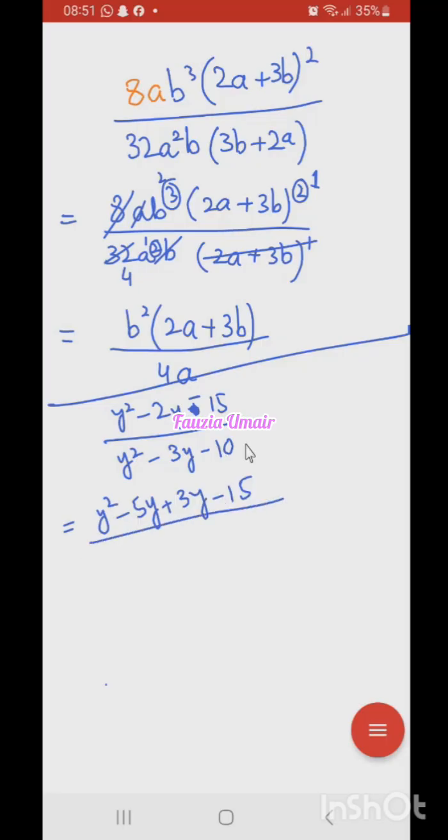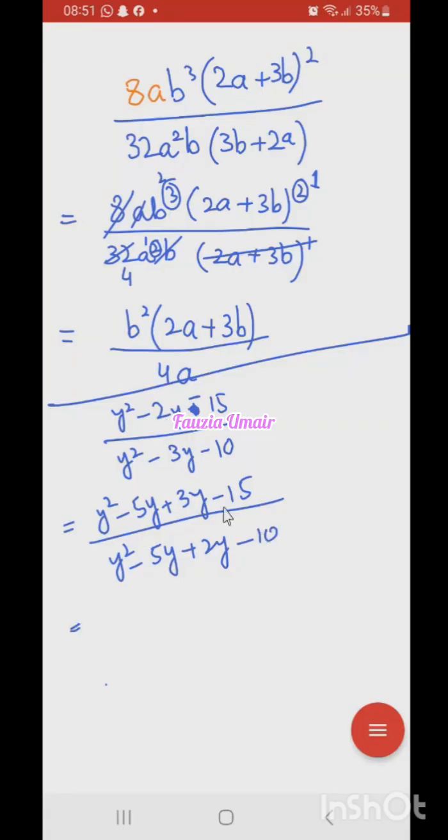So now in the denominator I need two numbers which, if we multiply them, we get 10, and if we add or subtract them, we get minus 3. 5 and 2. Very good. So minus 5y plus 2y minus 10. Okay, so we are done with the middle term breaking.